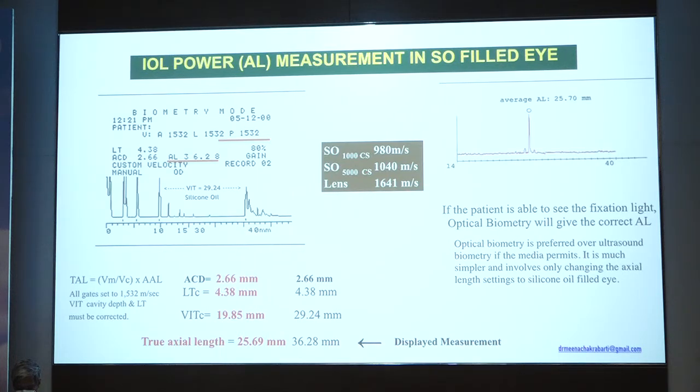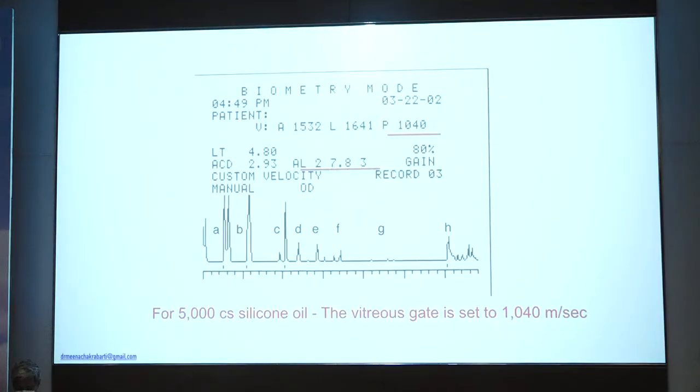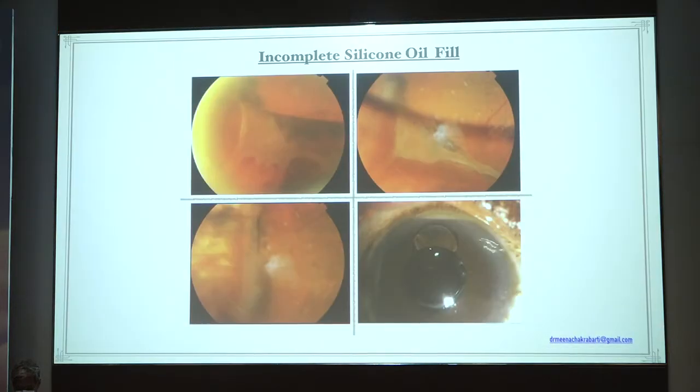Ideal again would be to use the optical biometer. And if you know the velocity of the silicone oil that is present in the vitreous cavity, and you have a little more advanced ultrasound biometer where you can set your velocity gates to the viscosity of the silicone oil, then you can calculate the conversion factor using this formula given here, and then add everything together to get the true axial length and use it to calculate your formula. You can reset the gate as given here.